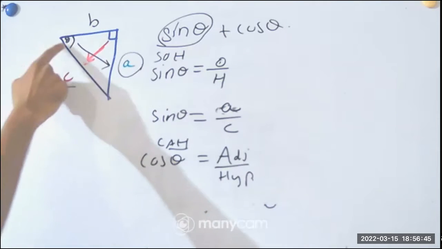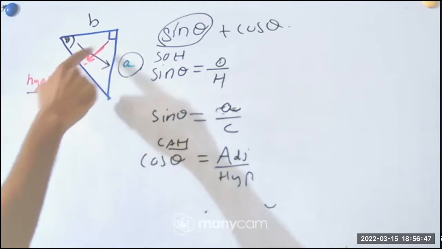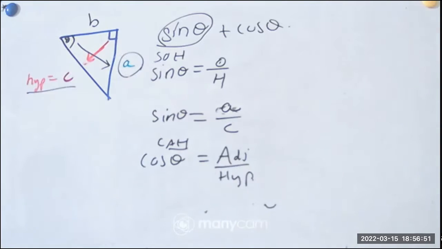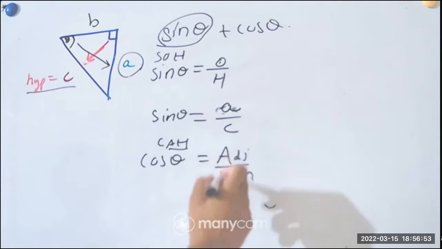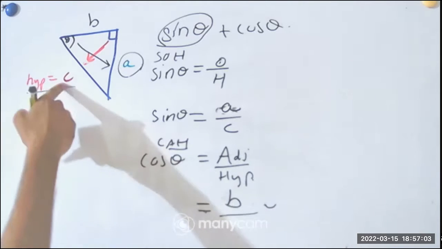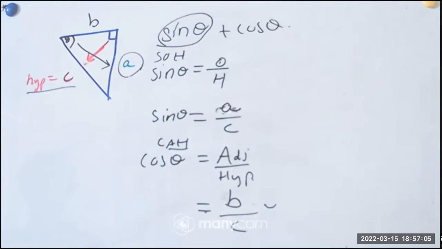Remember, this would be the hypotenuse because it's opposite the right angle, and here would be the adjacent. So the adjacent side would have been B, right? B is the side closest to the angle. The hypotenuse would remain fixed, right? Because it's C, and we'd have gotten that.